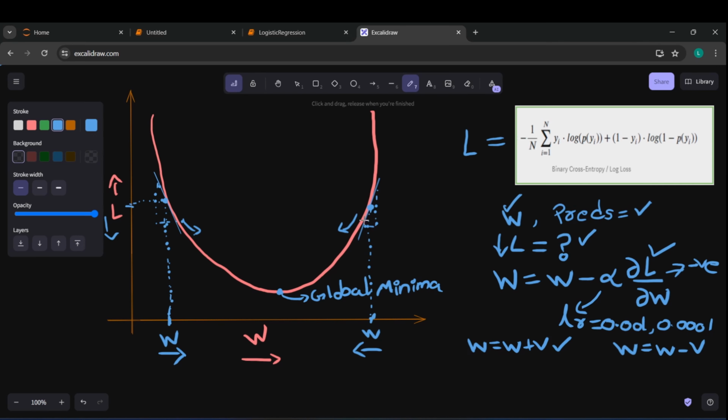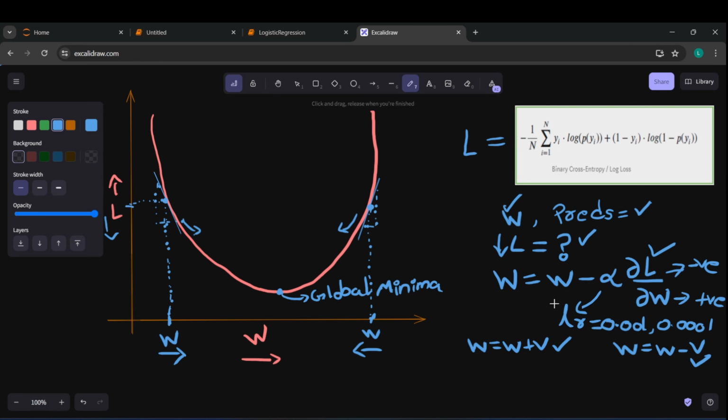Now let's say we are at this point, and if we calculate the ∂L/∂w value at this point, this time it will give us a positive slope. Since the ∂L/∂w value will be positive, we will end up subtracting some value from the w so that the point moves towards the left and reaches the global minima. So now we know when to move towards the right and when to move towards the left.